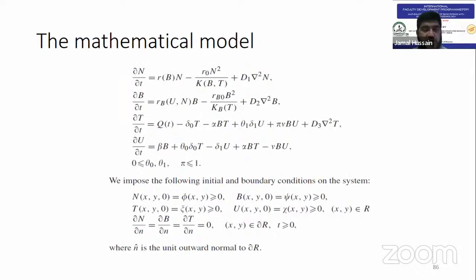All right, so this is the model. You can see N is the density of the population, B is the resource biomass, E the environmental pollution, U pollution inside the species, right? So it is in the biomass. Okay. So I think similar to other models, this is developed, and these are initial and boundary conditions.